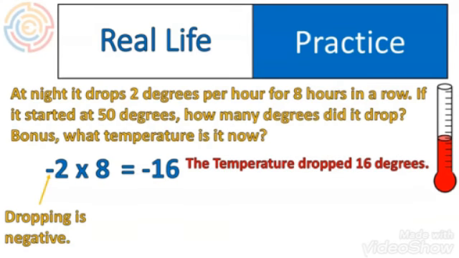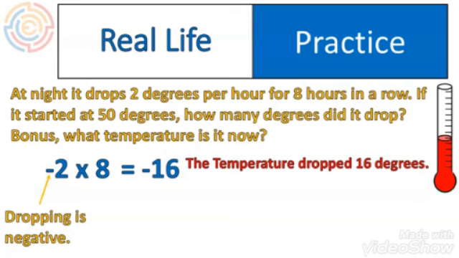How many degrees did it drop? Notice, to answer the first question, we don't have to worry about where the temperature started. How many degrees did it drop? It dropped 16 degrees. Went down by 2, down by 2, down by 2, 8 times. It's going to drop 16 degrees.